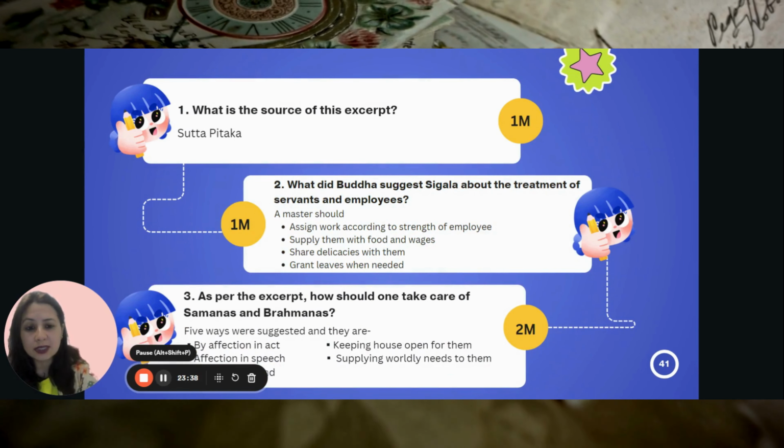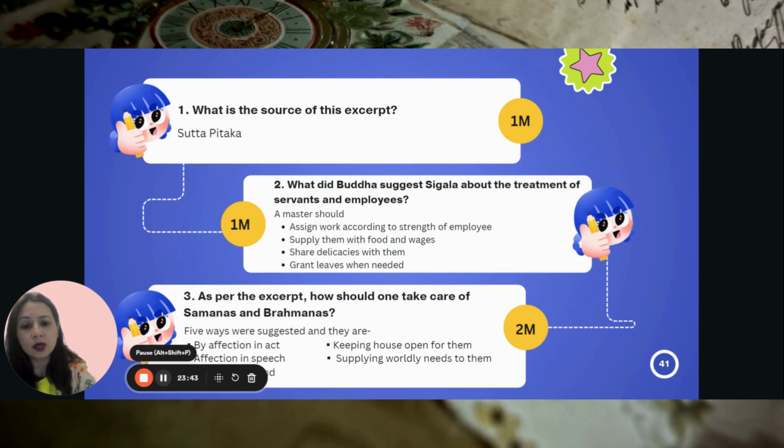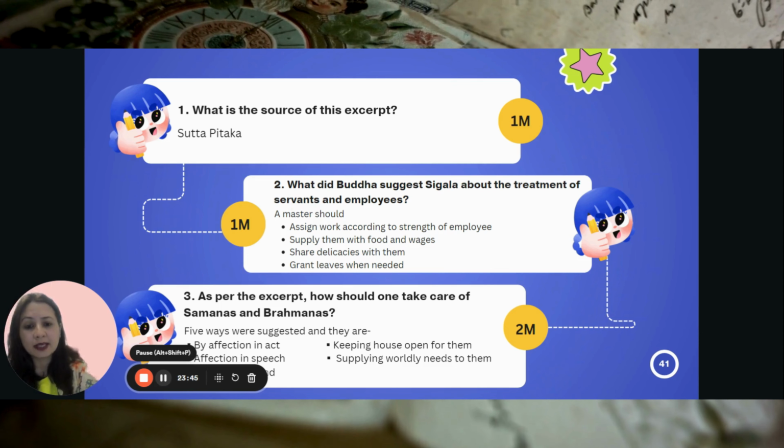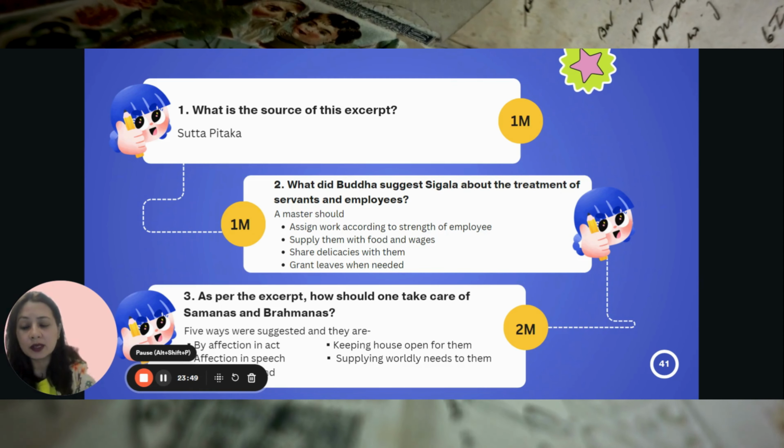What did Buddha suggest to Sigala about the treatment of servants and employees? He told him to assign work according to the strength of the employee, supply them with food and wages, share delicacies with them, and grant leaves when needed.